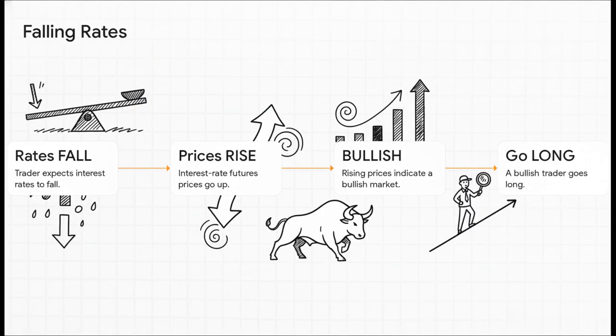Now let's flip the whole thing around. Step 1, Trey expects rates to fall. Step 2, the seesaw tilts the exact opposite way, meaning futures prices rise. Step 3, rising prices are definitely bullish. Step 4, so our trader goes long. It is totally mechanical once you get the hang of it.